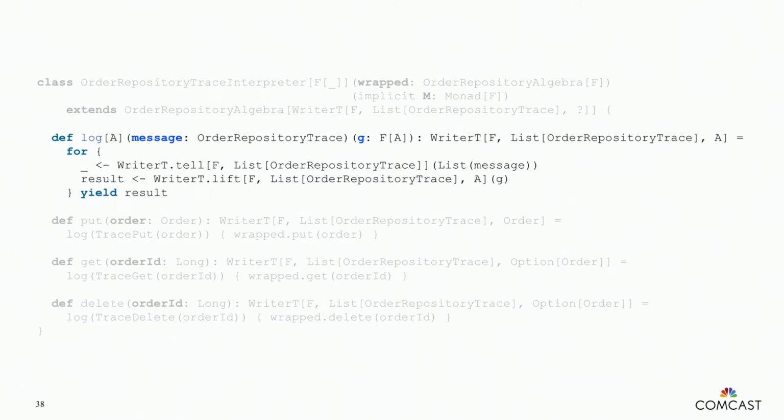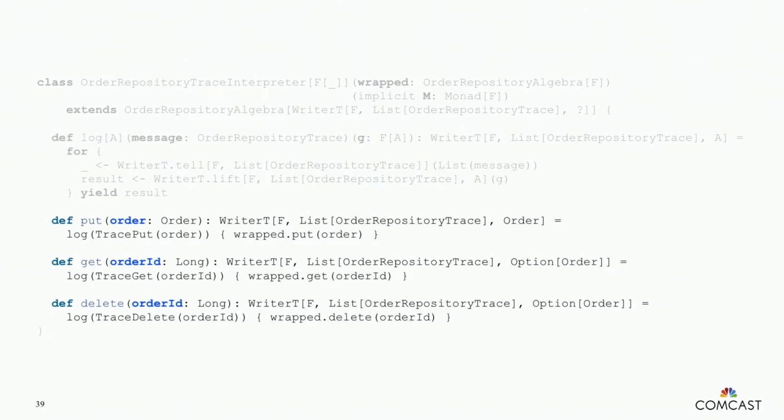And then we use this nice utility method to write everybody else, right? Put, we make a trace put, we wrap it up, and we send it the wrapped puts operation. So we always work off of this wrapped algebra so that we could use this theoretically and trace our production interpreter if we really wanted to. So get, pretty much the same. Trace get, take the order ID, call the wrapper, and see what happens.